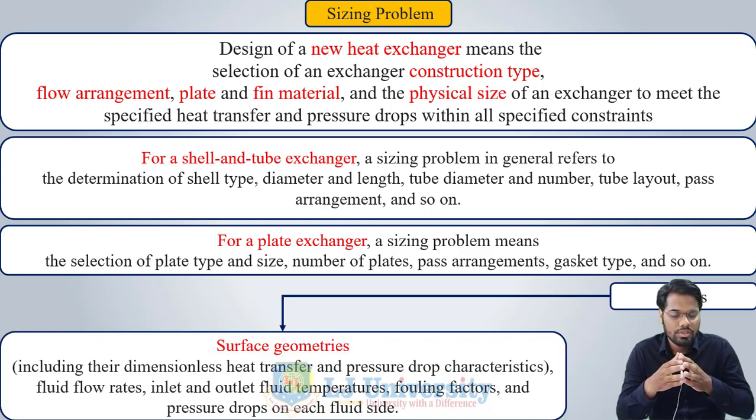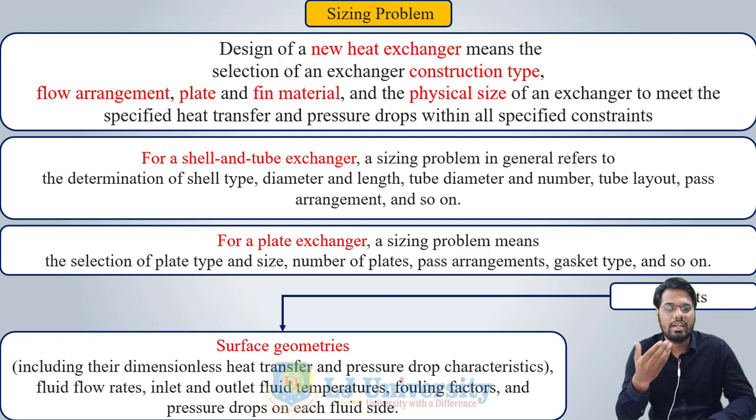So what are the inputs? The inputs of the sizing problem are the surface geometries, including the dimensions, heat transfer and pressure drop characteristics, fluid flow rates, inlet and outlet fluid temperatures, fouling factor and pressure drop on each of the fluid sides.